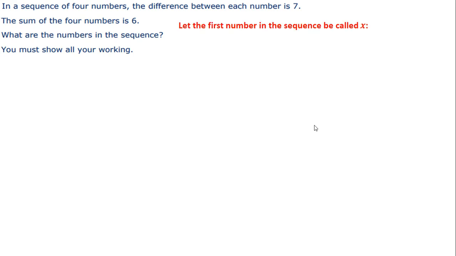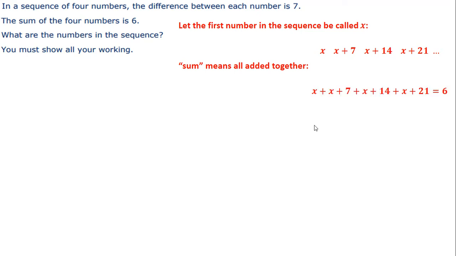So first of all, I would call the first number in the sequence x. The second number in the sequence is going to be 7 higher, so x plus 7. The third one is going to be 7 higher than that, so x plus 14, and the fourth one is going to be x plus 21. Sum means all of them added together. So we've been told that when we add all of those together, we should get 6.